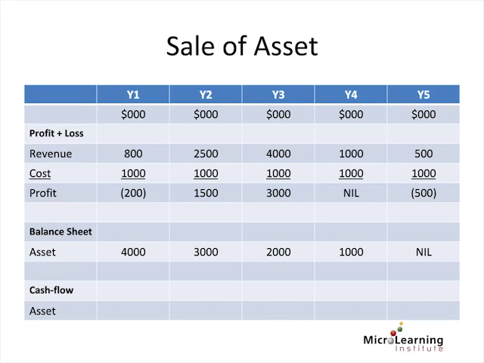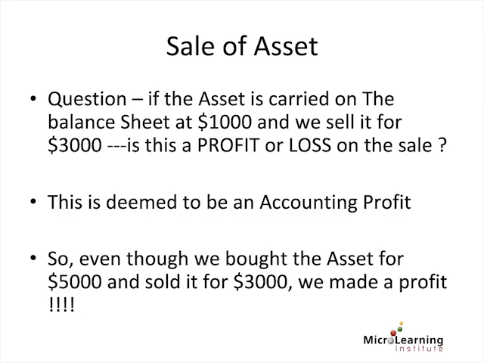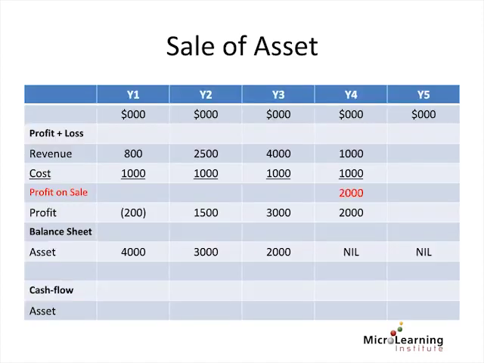Question: if the asset is carried on the balance sheet at $1 million and we sell it for $3 million, is this a profit or loss on the sale? This is deemed to be an accounting profit. So even though we bought the asset for $5 million and sold it for $3 million, we made a profit. This highlights the fact that the balance sheet has nothing to do with cash. Like the profit and loss, the balance sheet is prepared on the accruals basis. The profit on sale is taken to P&L where it's shown as a separate line item. The asset is eliminated from the balance sheet.